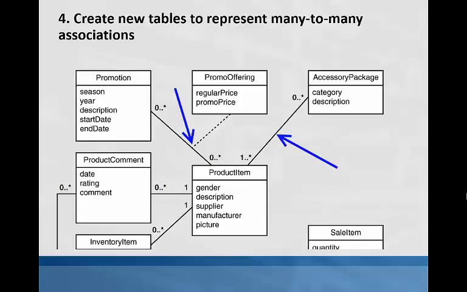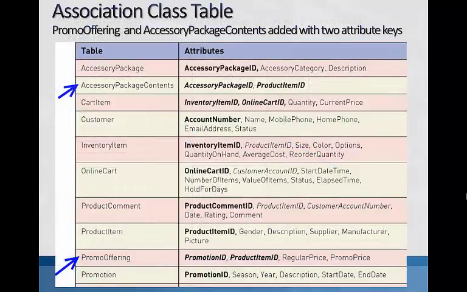For one of the associations, we already have created an association class called promo offering. For the other, however, we do not have an association class. The procedure is the same for both, however. Create a new table as an association table. The primary key for the new table is the concatenation of the primary keys for the connected classes. Let's look at the promo offering first, since we already had a class for this one.